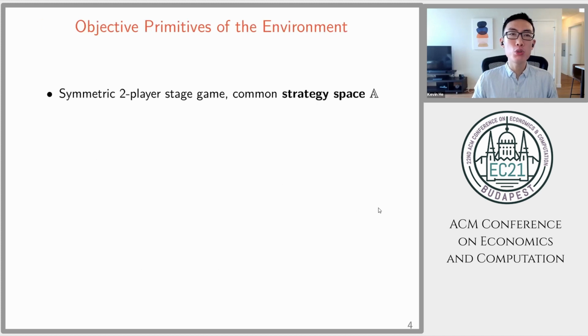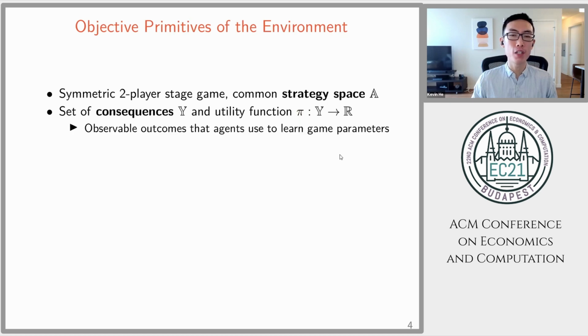Let me introduce the general framework before circling back to this example. The primitive environment, the objective primitive, consists of a symmetric two-player stage game where each player has a common strategy space A. There's a set of consequences Y and a utility function which maps your consequence into your real valued payoff. So these consequences are the observable outcomes that agents use to learn the game parameters.